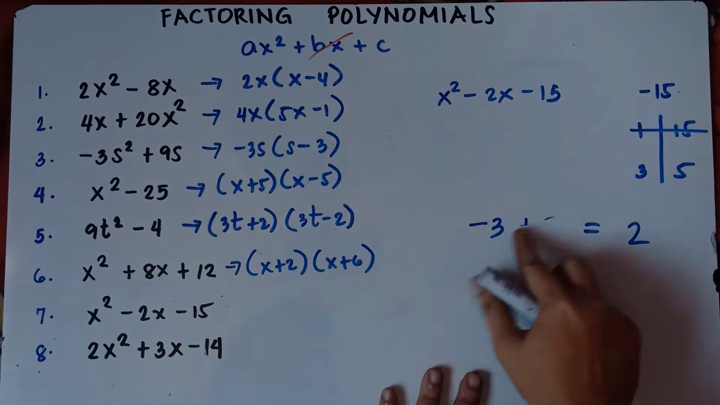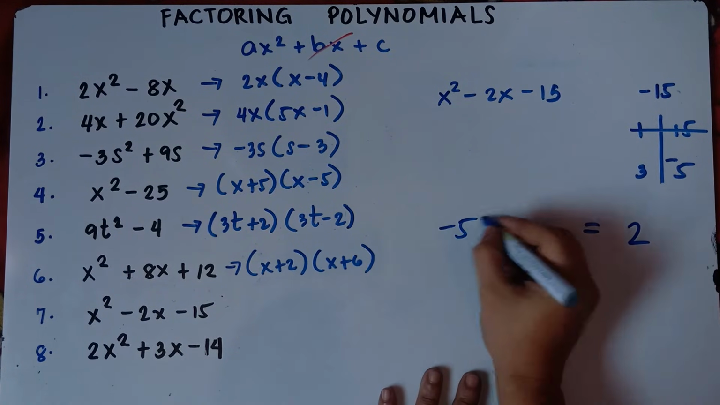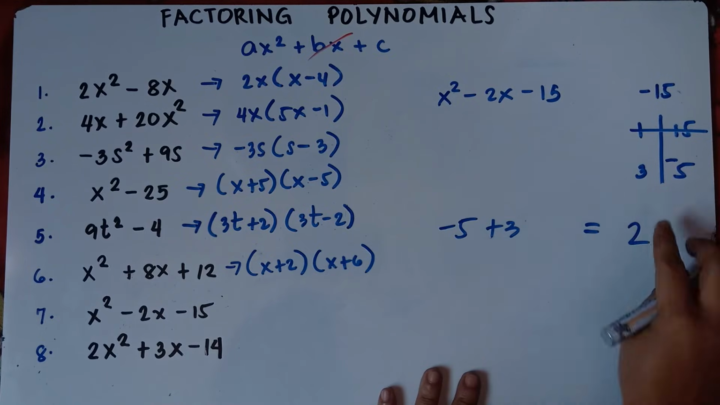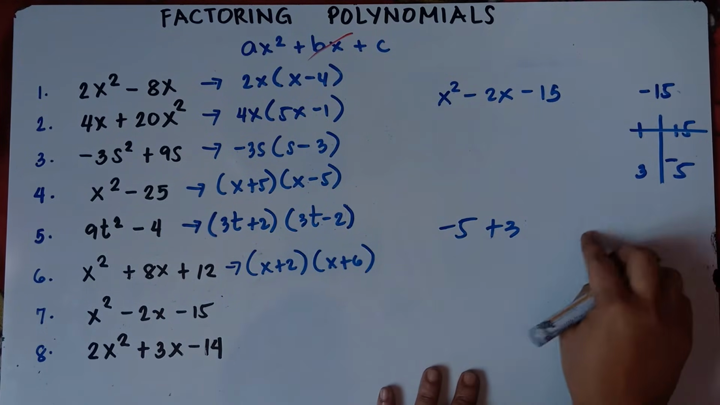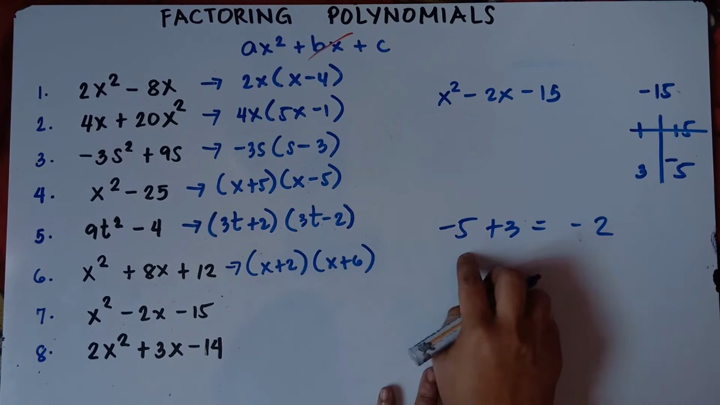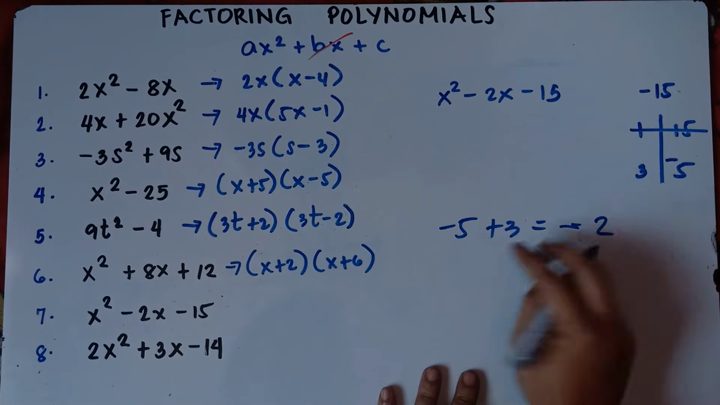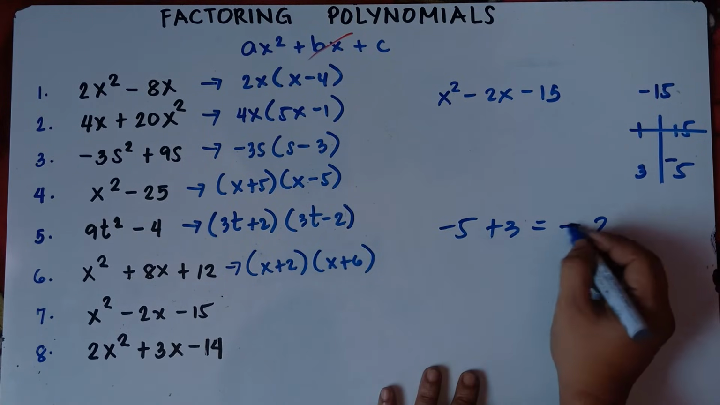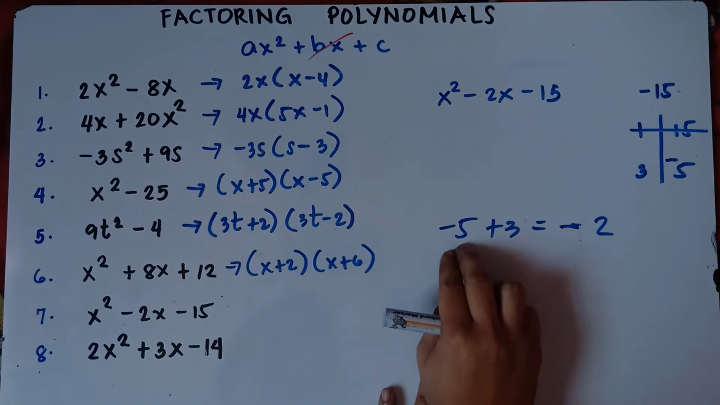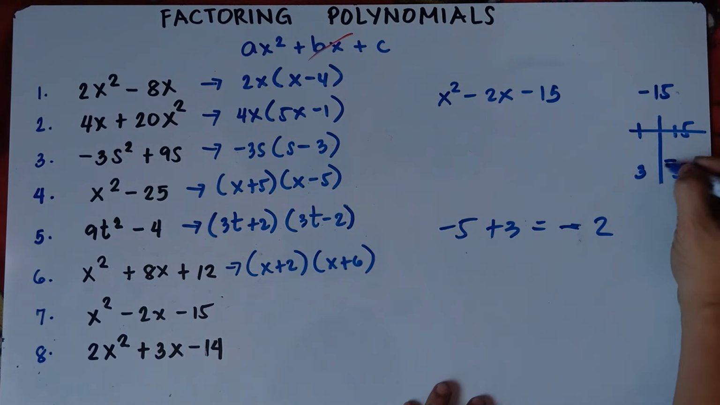So therefore, it should be negative 5 and positive 3. Because if you combine negative 5 plus 3, that would be negative 2, right? If the signs are not the same, you subtract and then copy the sign of the larger absolute value, which is negative. So negative 2. Therefore, it should be positive 3 and negative 5.